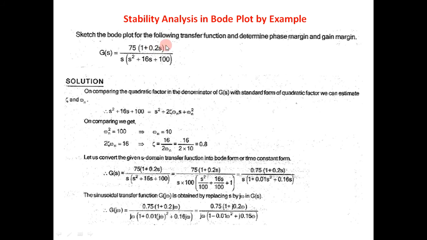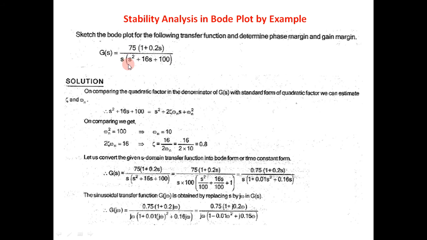For example, if there is a first order term in the numerator or a first order term in the denominator, by looking at the term directly we can say what the time constant is, and from the time constant we can find the corner frequency. But if you observe, this term is not looking like 1 plus j omega tau or something like that. So that is the reason it is difficult to find the corner frequency for this one.